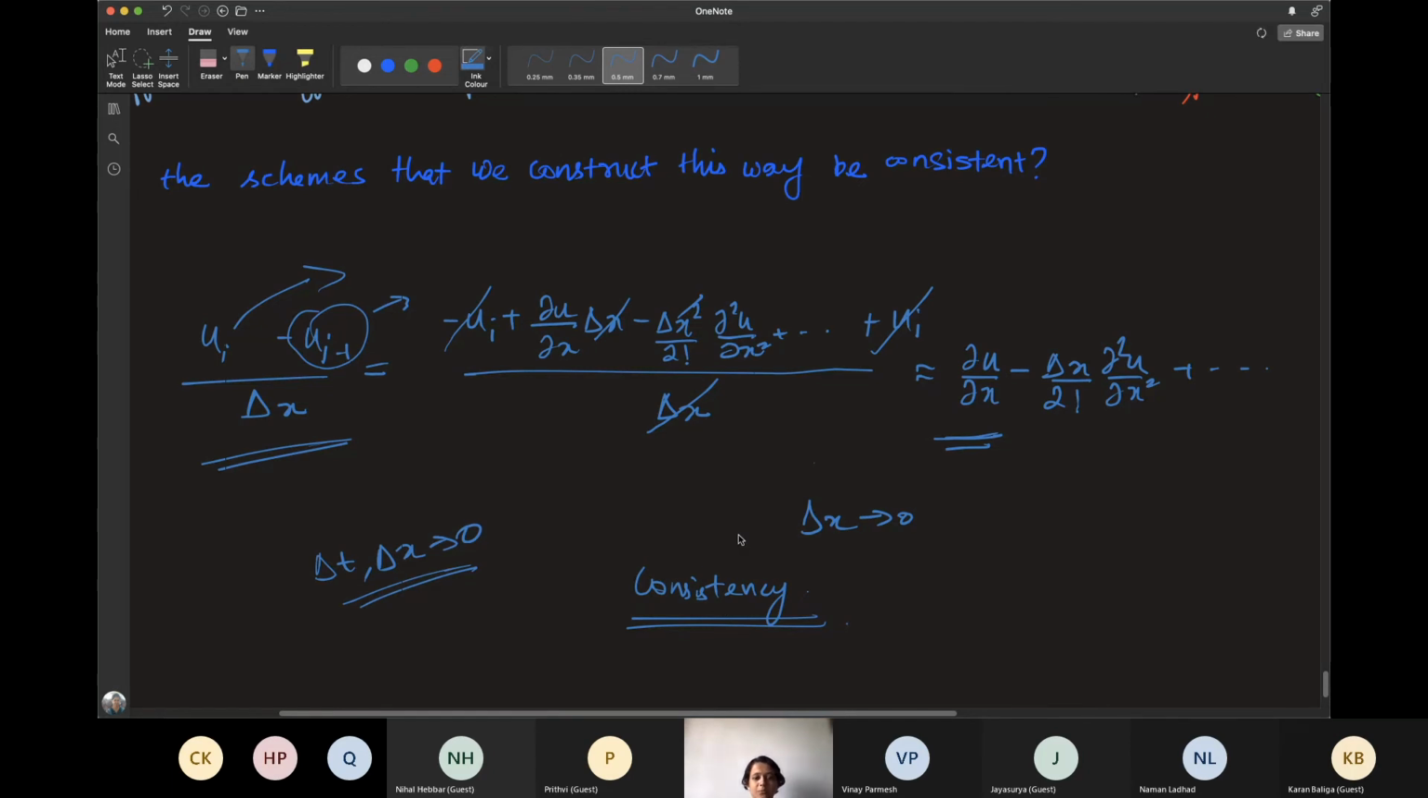So now with this definition of consistency, can someone tell me whether, in the way we constructed the method, using this method of undetermined coefficients, will you have consistency then? Can someone tell me whether the schemes that we construct using the method of undetermined coefficients will be consistent or not?